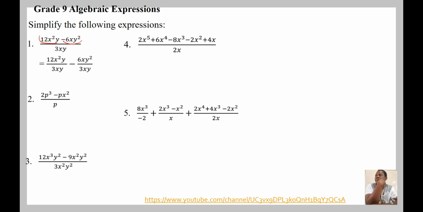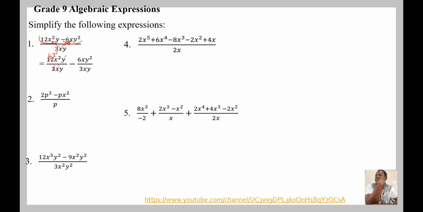Now, the denominator divides into the terms that are on top one by one. That is what we are basically showing by separating it. So I'm going to divide 3 into 12. That will give me 4. Then x divided by x. If the exponents are not the same, we subtract them. So the 2 and the 1, they subtract each other, and you get 4x to the power 1.